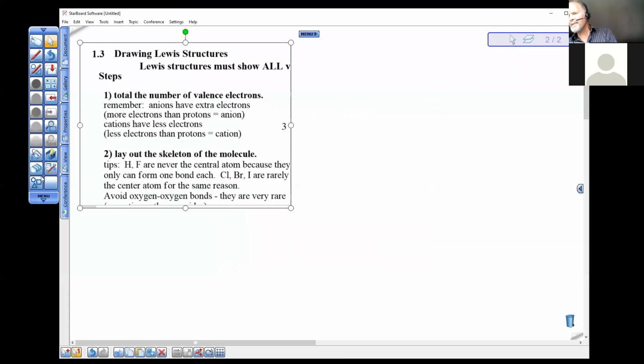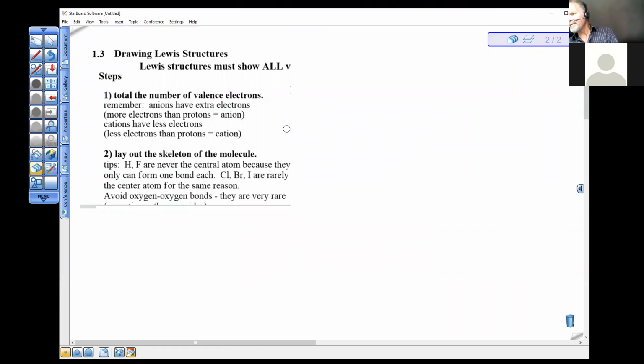Drawing Lewis structures. You learned your own way of doing Lewis structures from your previous instructor. There are different ways of getting to Lewis structures. I'll show you my way, and it seems to work for me because I've been doing it for a long time. But the important thing, whenever you hear Lewis, do you remember what your brain is thinking? Your brain is thinking two words: valence electrons. So the most important thing is the valence electrons.